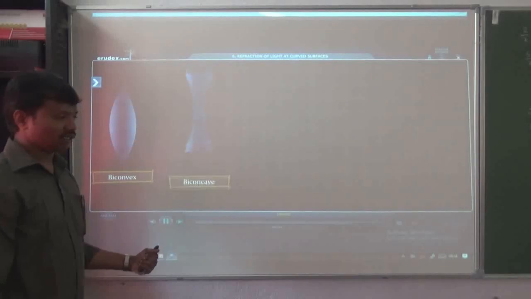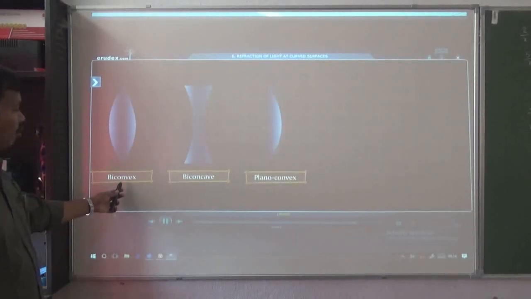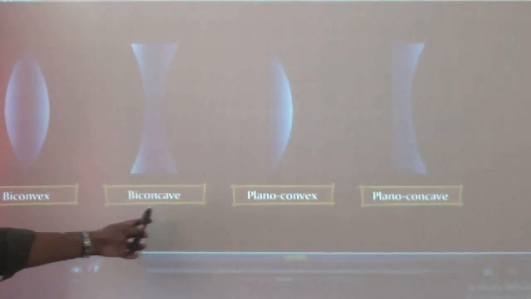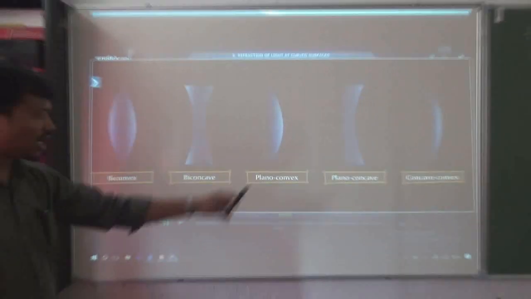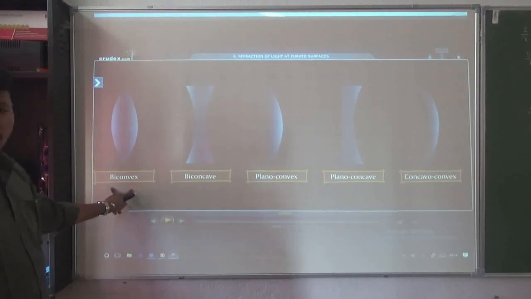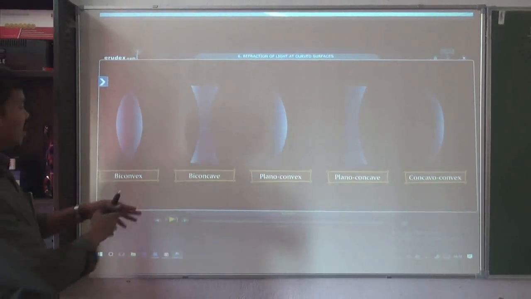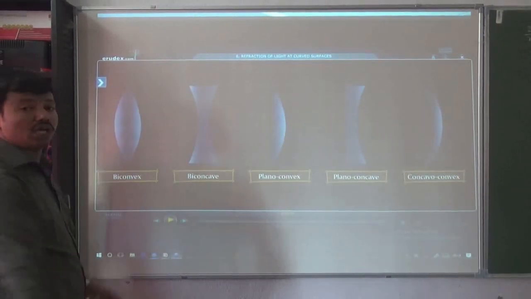Now there are also different types of lenses. Now observe the biconvex lens, biconcave lens, plano-convex lens, plano-concave lens, and concavo-convex lens. A biconvex lens has two curved surfaces.